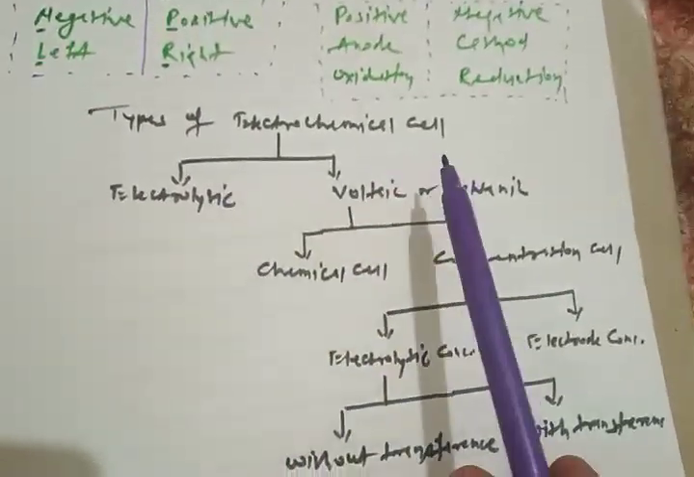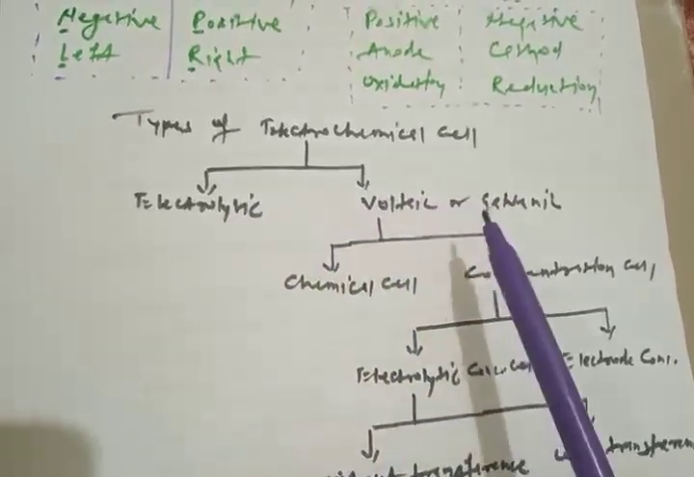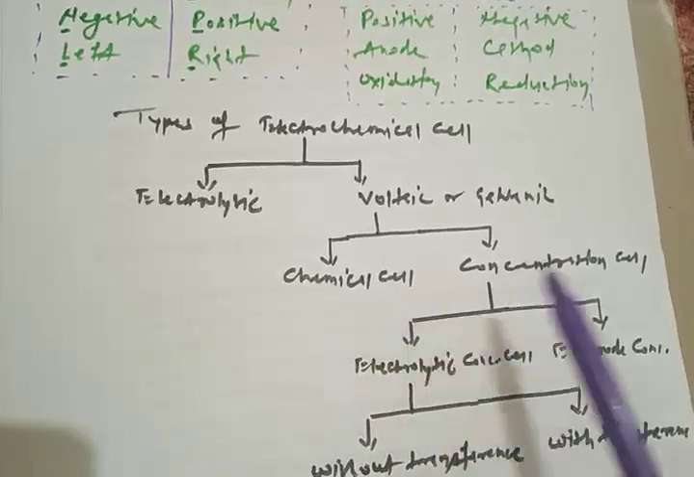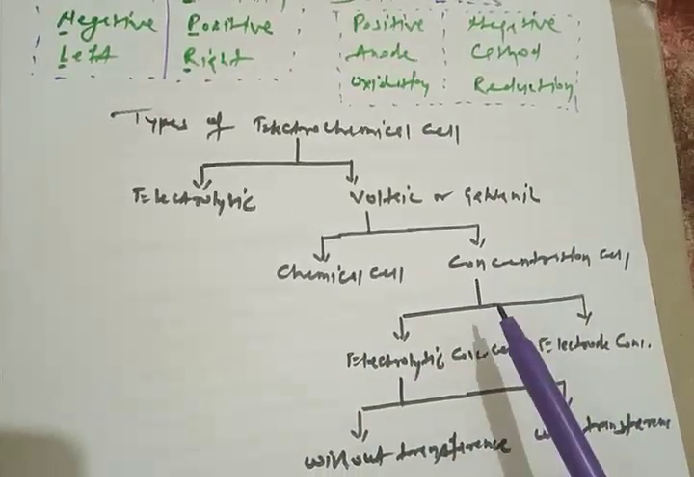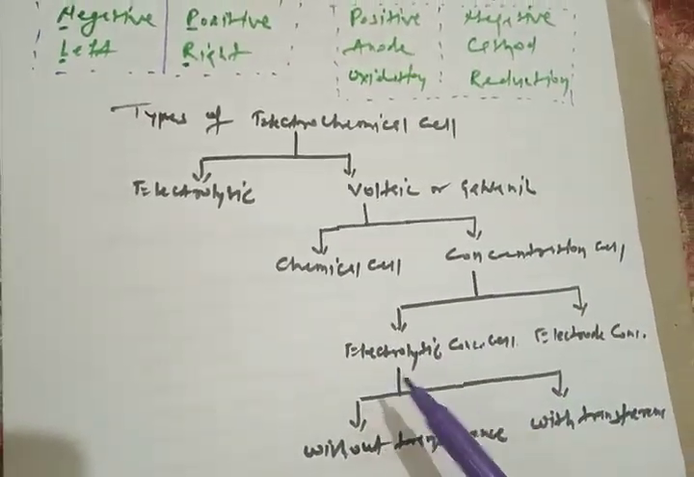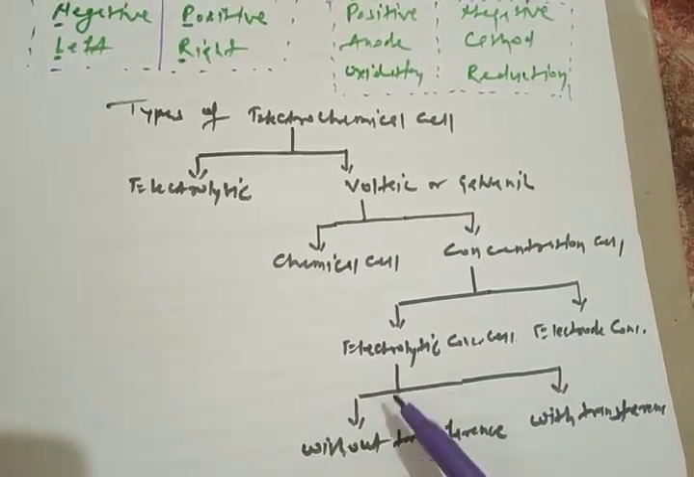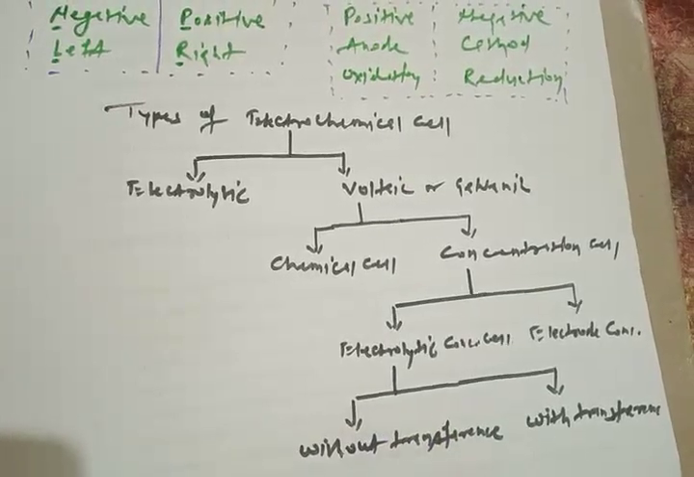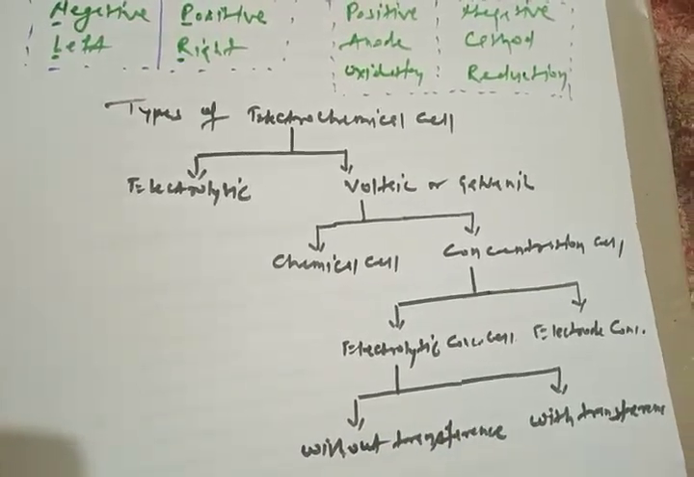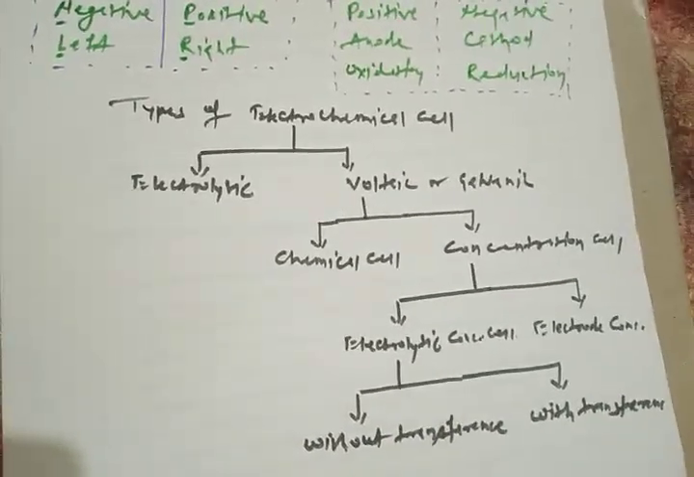The types of electrochemical cells: electrolytic, then voltaic cell. Voltaic cell is again of two types: chemical cell and concentration cell. Concentration cell again has two types: electrolyte concentration and electrode concentration. Then the electrolyte concentration cell again has two types: without transference and with transference.